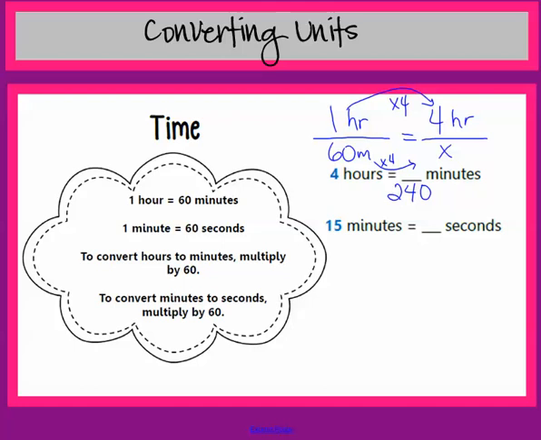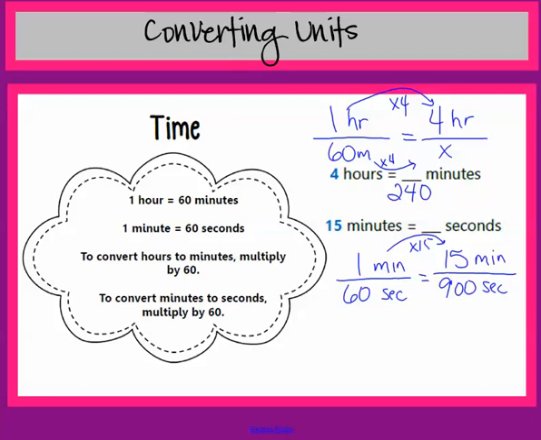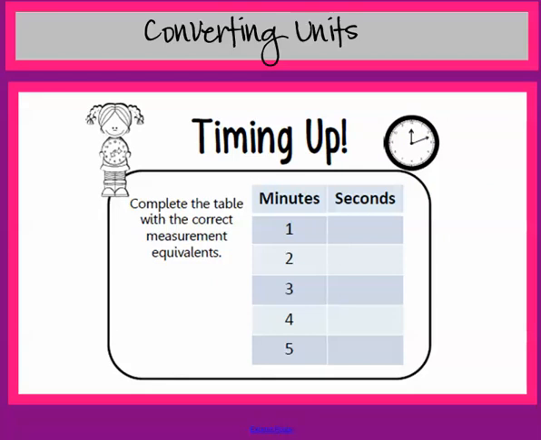The same thing will be true if we're going from minutes to seconds. We know that 1 minute is 60 seconds. And the question is, how many seconds are in 15 minutes? Well, we can see we have the factor of times 15. So we'll multiply 60 times 15, and we will get that to be 900 seconds. So those proportional statements are going to help us.